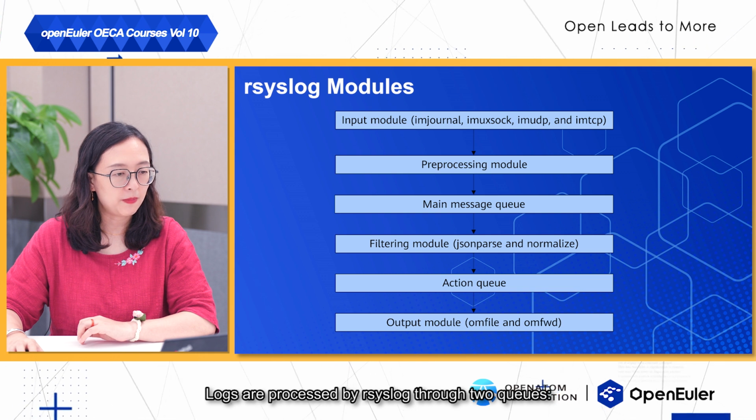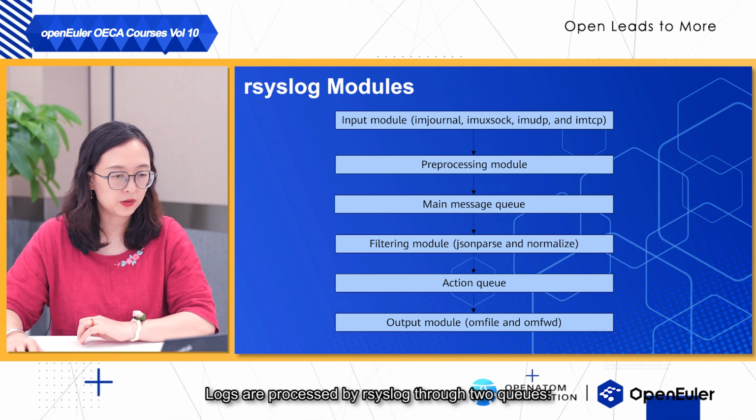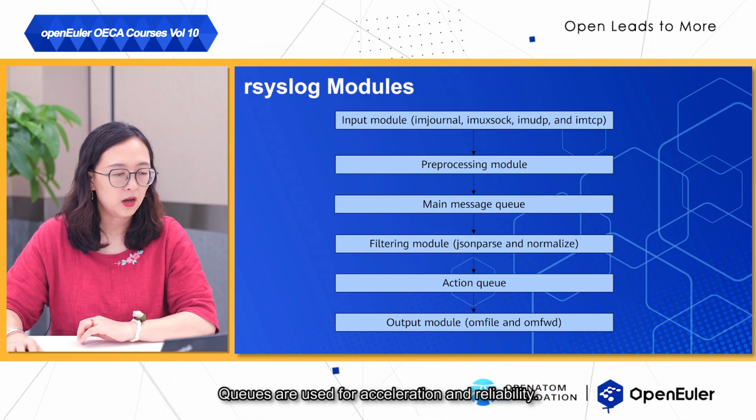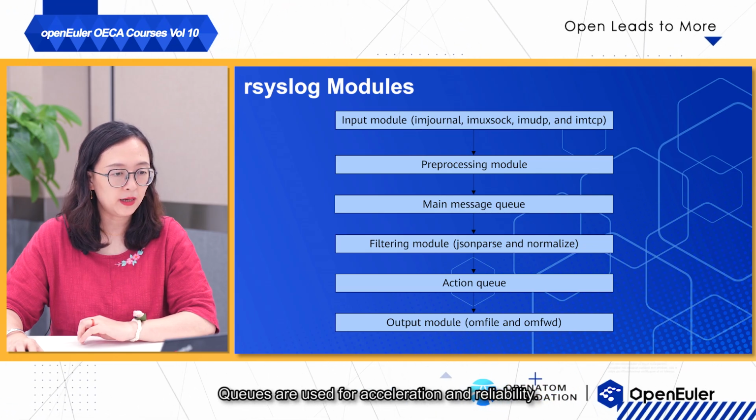Logs are processed by rsyslog through two queues: the main message queue and the action queue. Queues are used for acceleration and reliability.